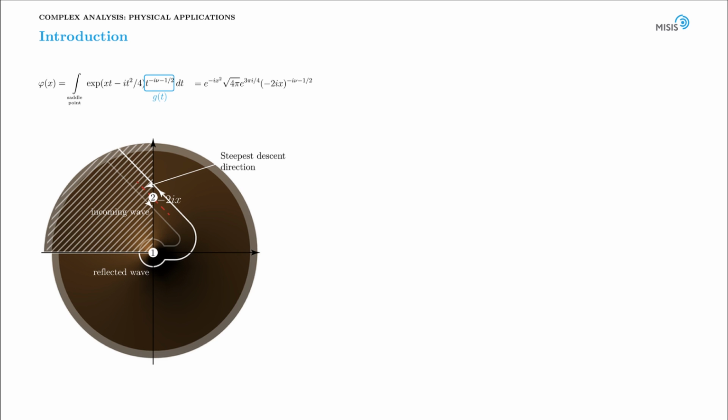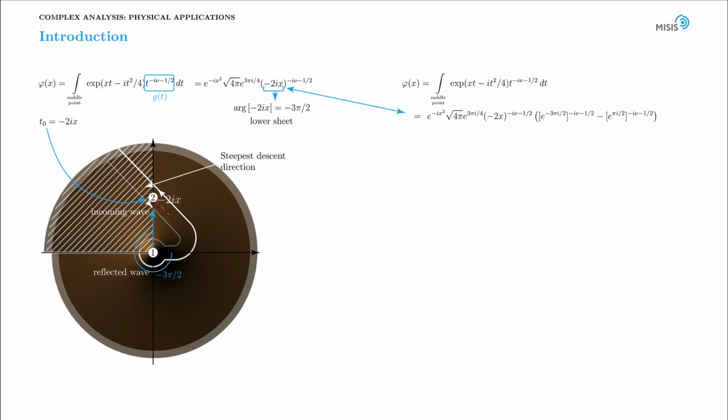So here it is. For the upper branch of the contour lying on the upper Riemann sheet, the argument of t0 is pi by 2. The lower part of the contour belongs to the lower Riemann sheet, and the corresponding argument is minus 3 pi by 2. The difference is 2 pi, as expected. And here is the contribution from the saddle point.